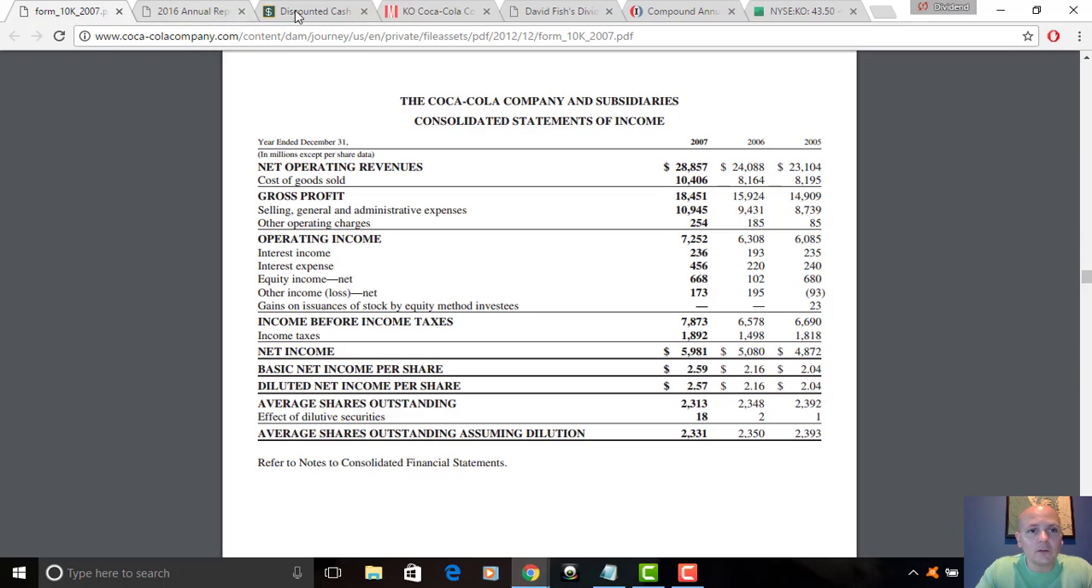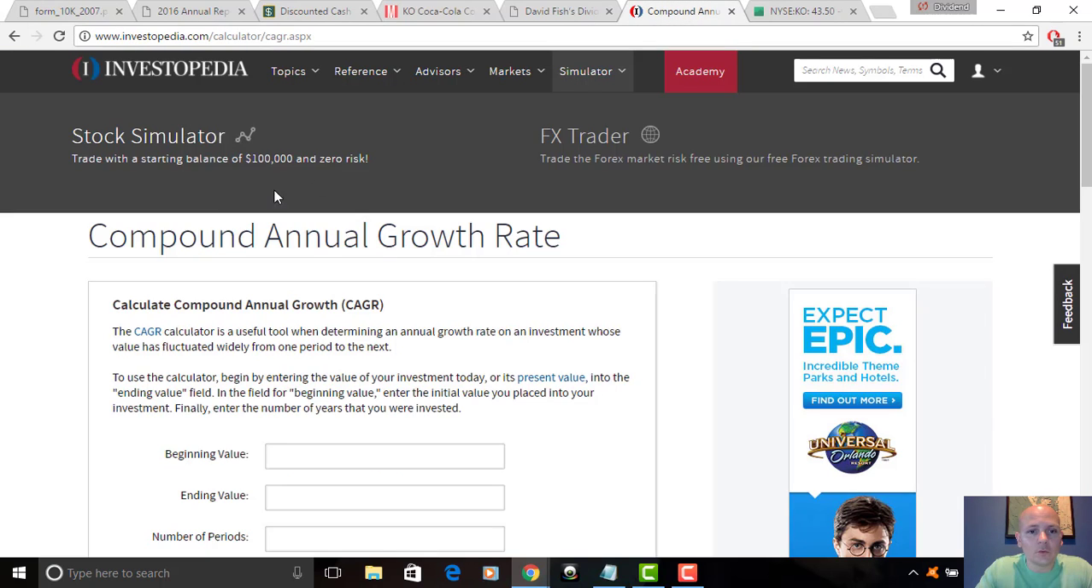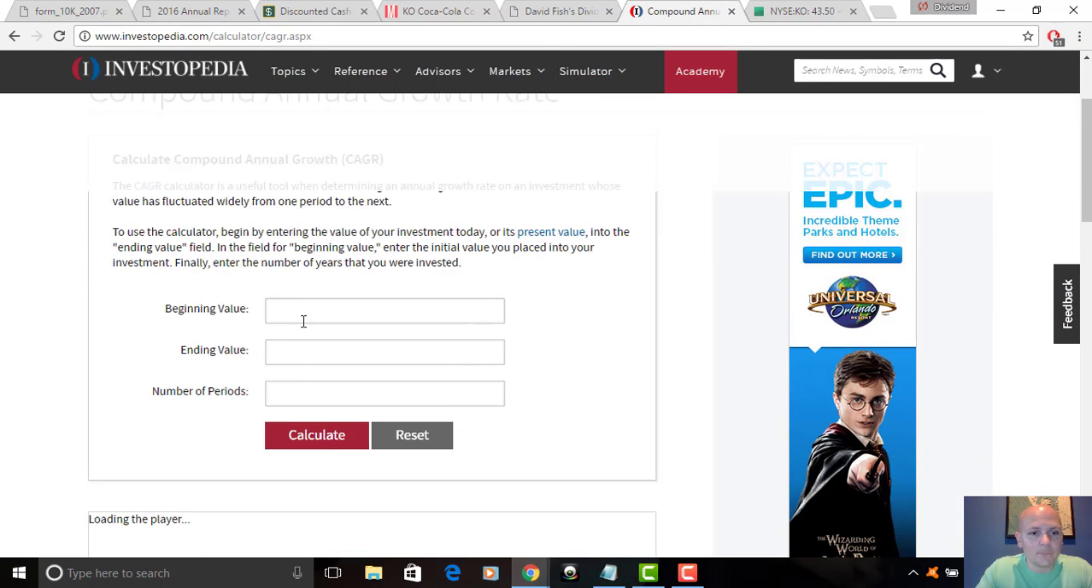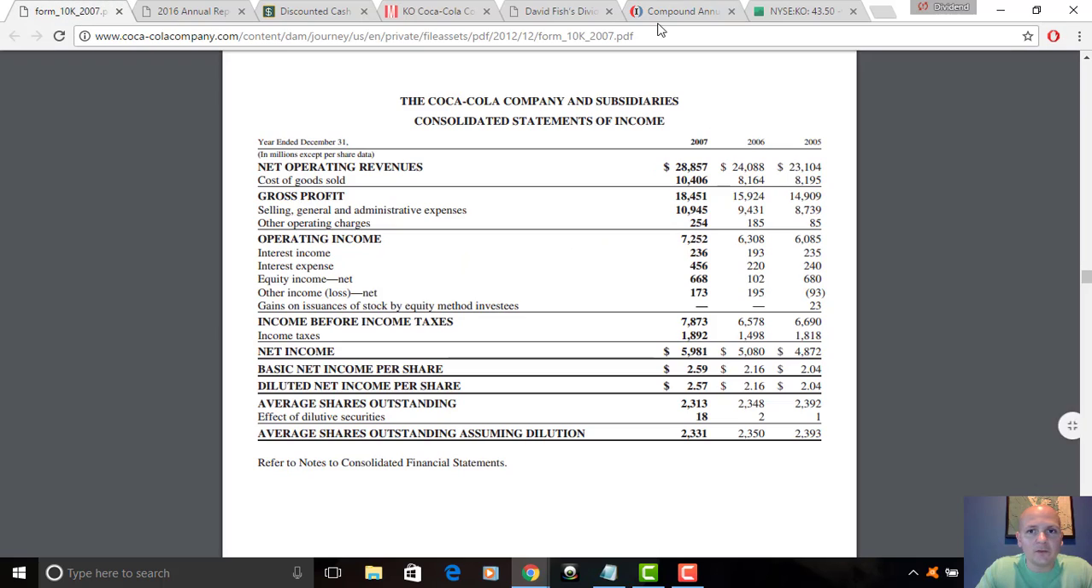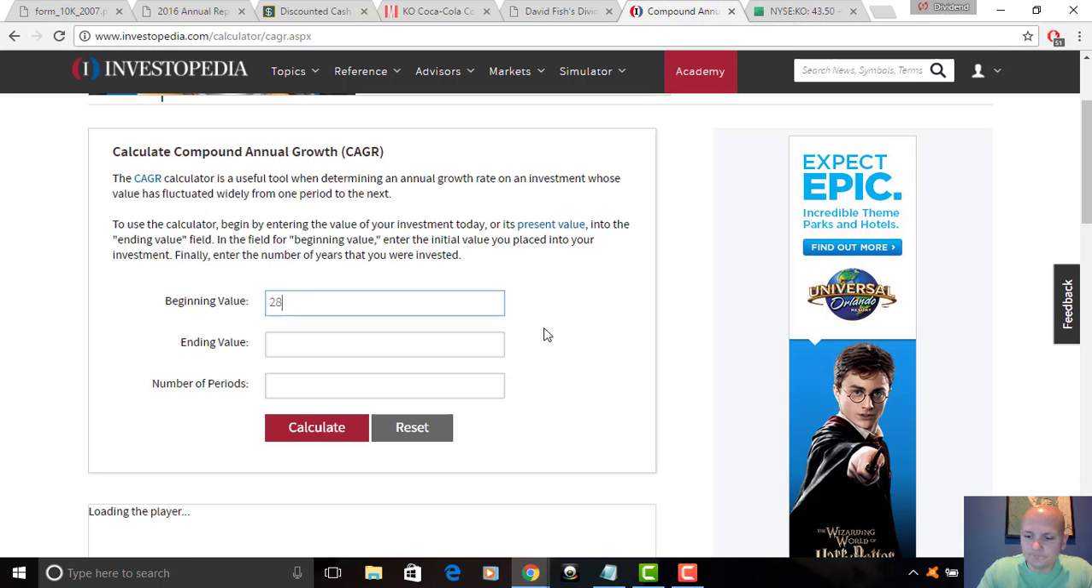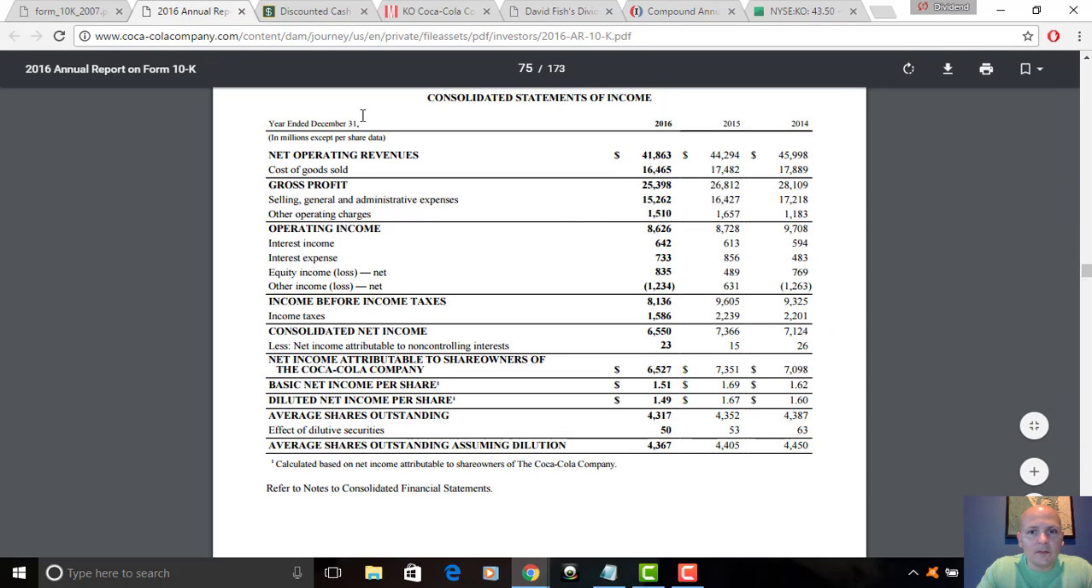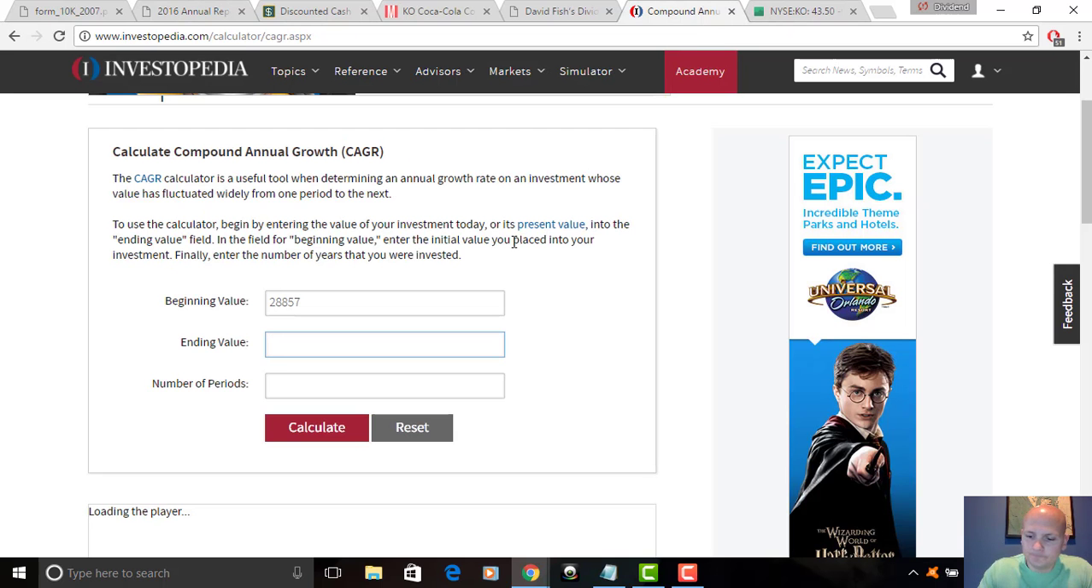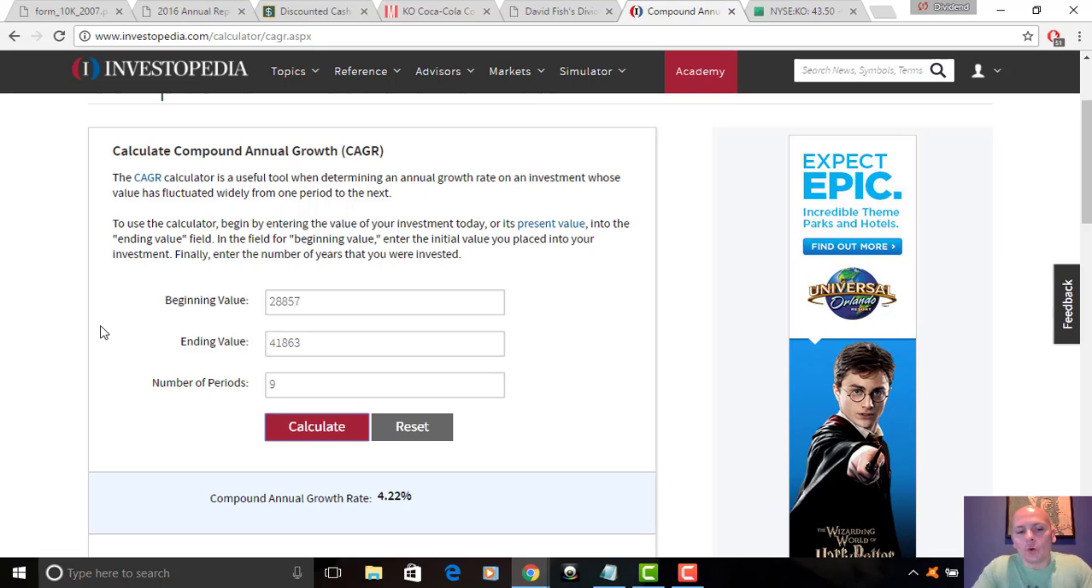But taking a look at the growth, I got a compound annual growth rate calculator. I use Investopedia for that, and we just put in the two numbers. You've got 28,857, and then you've got 41,863, right? And we're using 9 periods because although it's 10 years of data, the first year isn't a growth year. That's your starting point. So it's 9 periods. So we've got revenue growth of just over 4% over the last 10 years, which is okay.